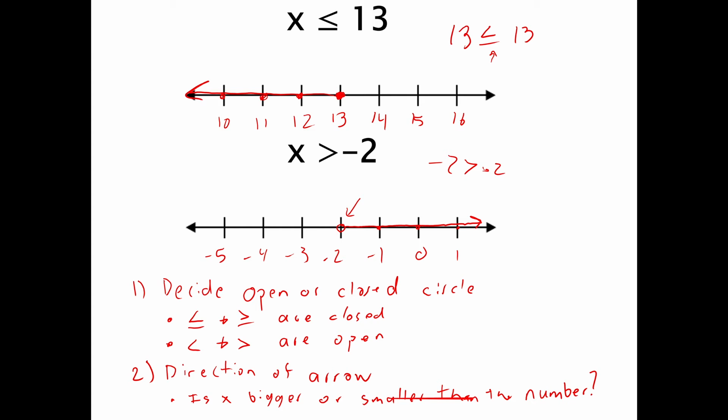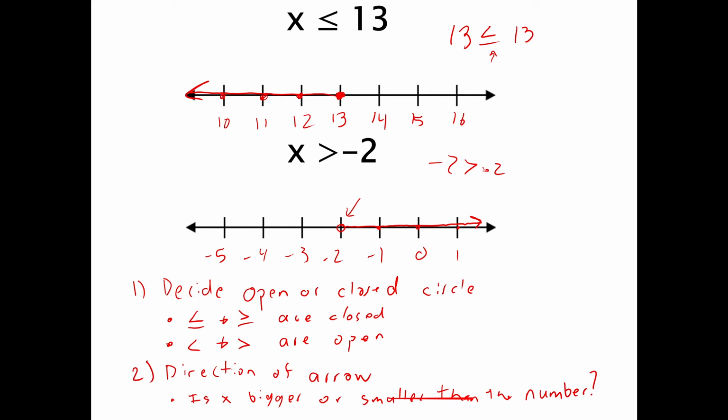So if x is bigger, we know we're going to go to the right. So in this case up here, we're showing that x is bigger than -2. So that means go to the right on the number line. And if x is smaller, like in the case of this top problem, that means go to the left. We're showing on the number line x smaller than 13.